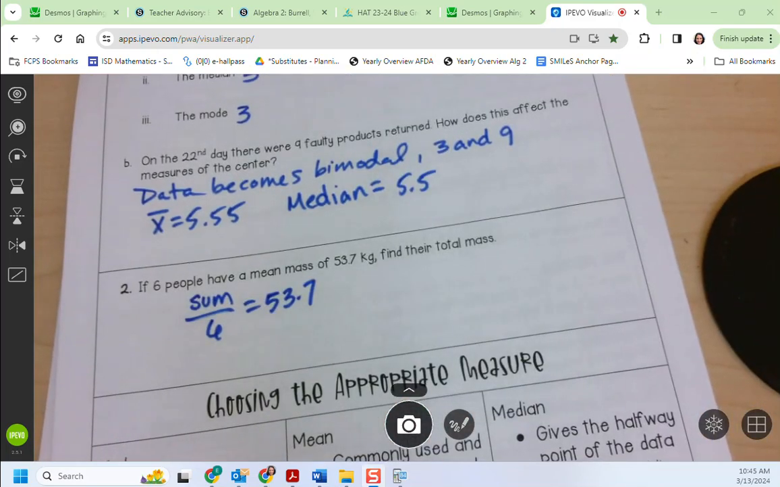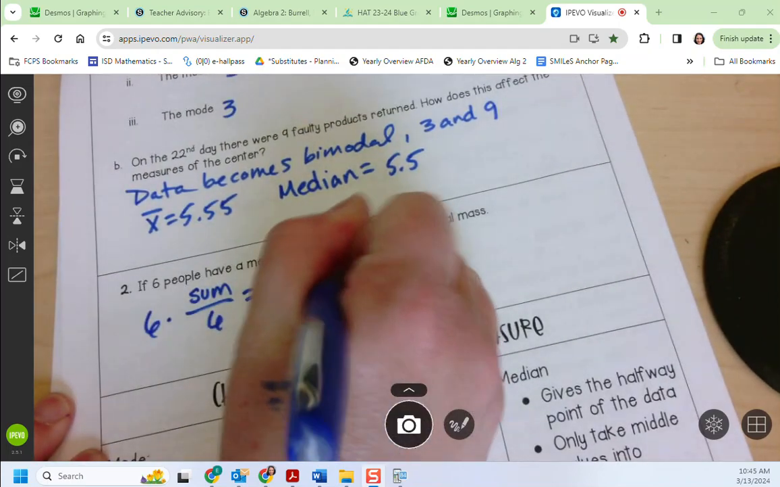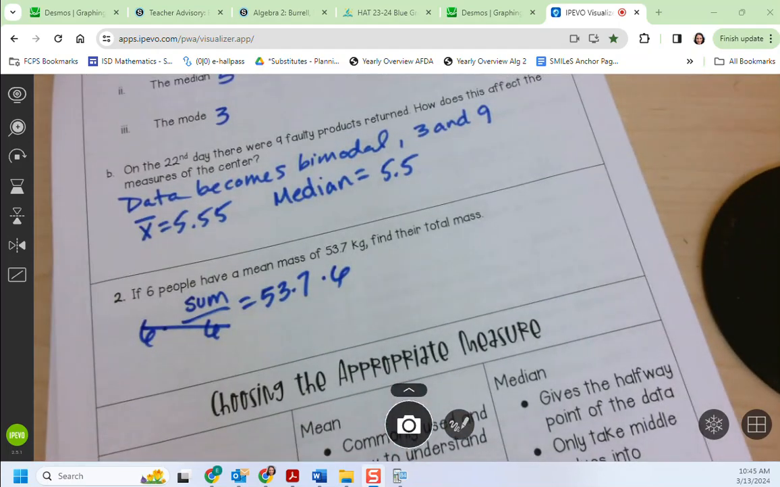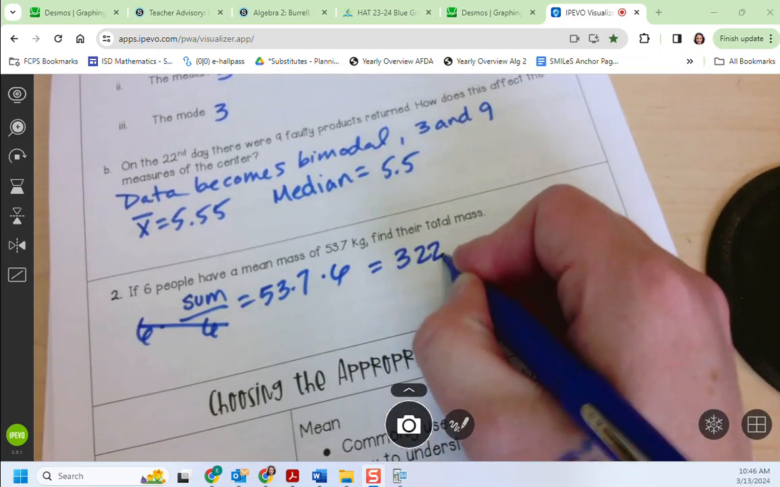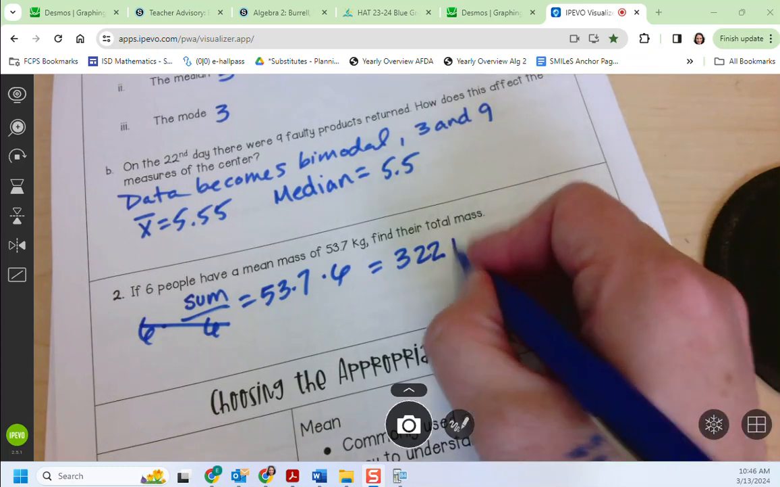So you just had to work backwards on that, right? And multiply by 6? All right, so times 6, and we're going to get a sum of 322.2, sorry, is there a decimal in that? I think I just didn't write it. So 322, that's my 3 sig figs, right? Kilograms.